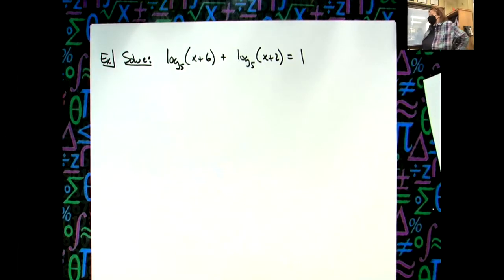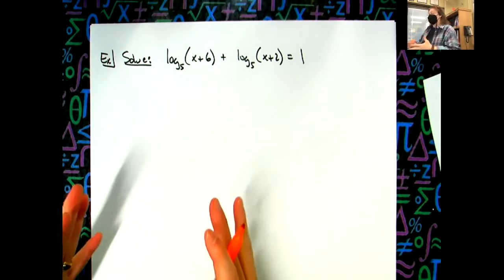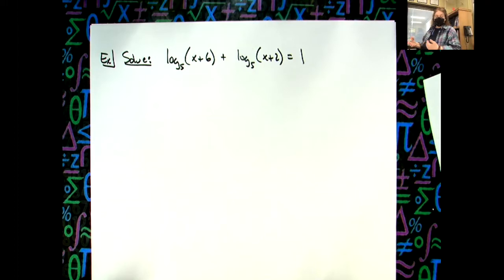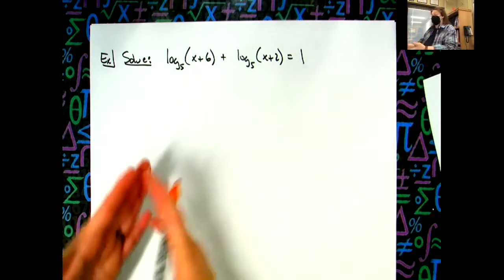Now, what you could do before you even start, which I wasn't doing on those, might prevent you from missing an answer. You can think of this as, okay, before I even start the problem, what are my restrictions on X? In other words, what can X not be? Or what does X need to be to make this equation true?